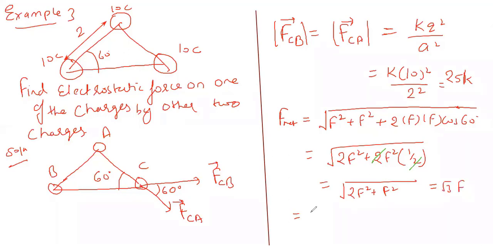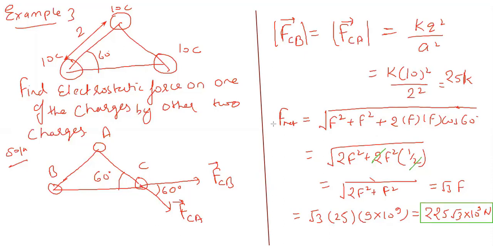Now root 3f, we have already calculated f as 25k, so 25 into 9 into 10 raised to power 9. So the final answer will be something like this: 225 root 3 into 10 raised to power 9 Newton. So I hope everyone is clear with this. So this is coming out to be our final answer. Okay.